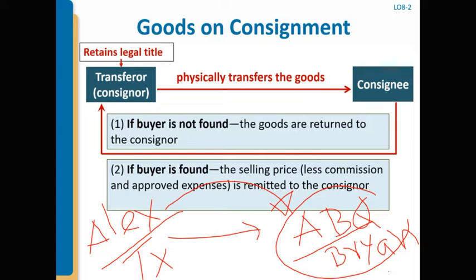So Brian will receive some discount for selling. The ownership of these goods actually stays with Alex, right? So in this case, Brian is the consignee and Alex is the consignor. So be careful. The ownership goes to the consignor.